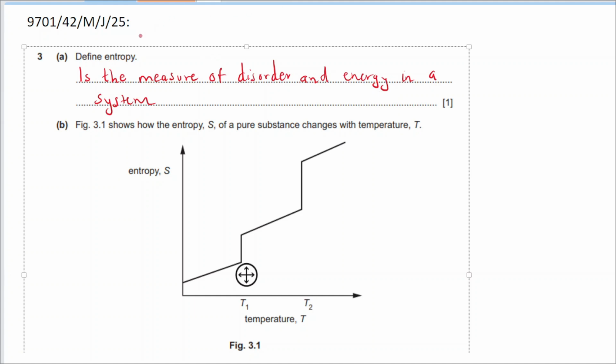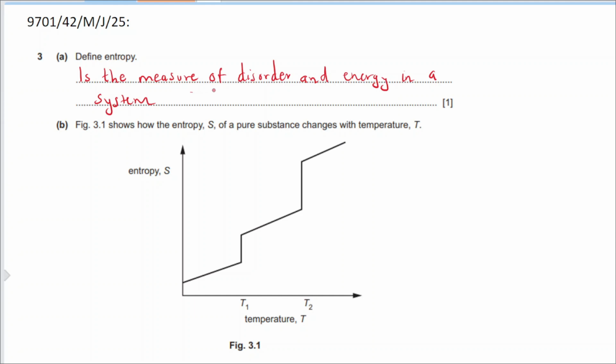This is from May-June 2025. The first question asks, define entropy. Now, for definitions, they usually have different answers in the marking scheme for every year. But one definition that you can go with, and it will work for all of them, is that you can just say it's the measure of the disorder and energy in a system.